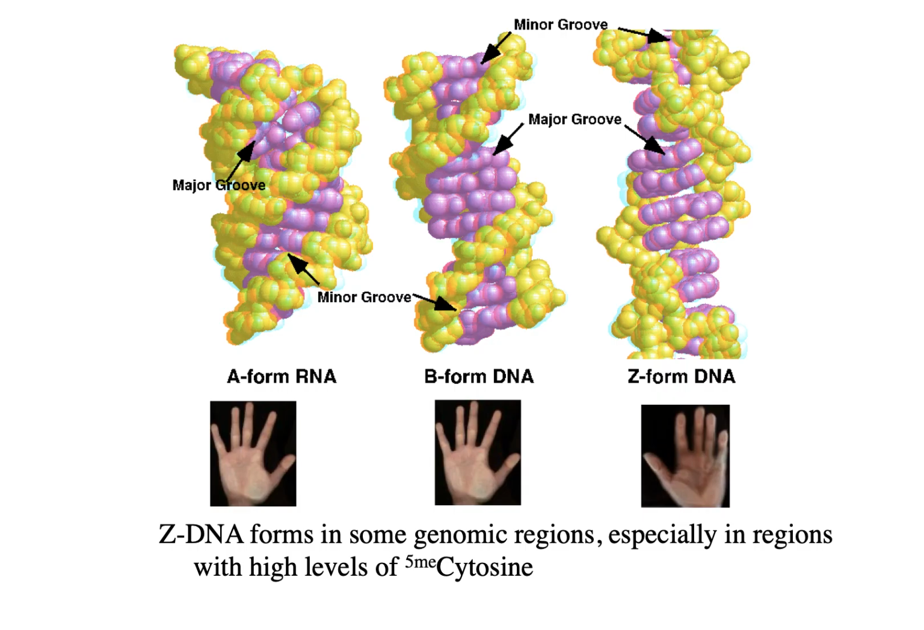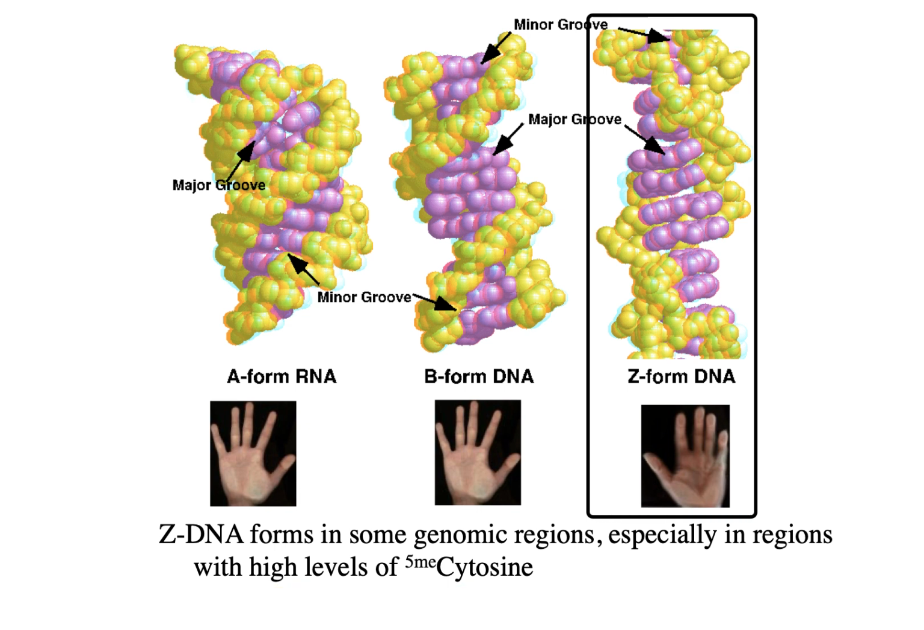Under some conditions, especially when you have high levels of 5-methylcytosine in the DNA, it will flip around and become a left-handed helix, and that's called Z-form DNA. That's at the end over here. So that would be as if you took your left hand, curled your fingers around towards your palm, and then your thumb would be pointing in that direction.